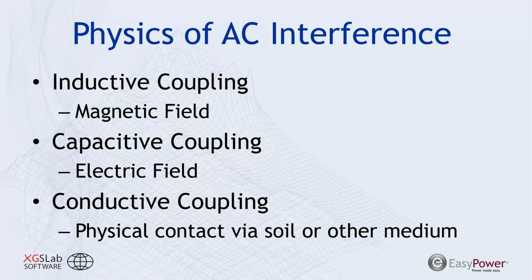So first, let's talk about the physics of AC interference. When we're looking at this, there are three types of modes or coupling methods that we see from AC interference. We have the inductive coupling, which is based on the magnetic field. We have the capacitive coupling, which is based on the electric field. And we have the conductive coupling, which requires some sort of physical contact or medium for current to flow from the transmission line to the recipient object.